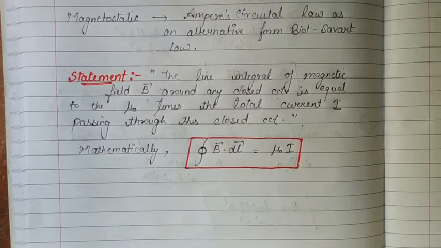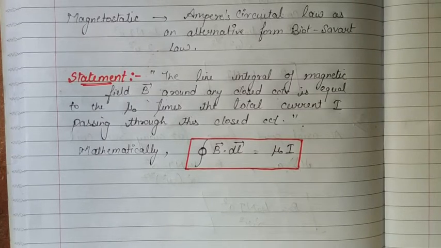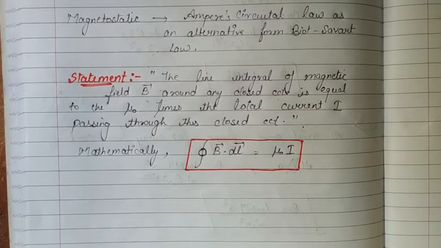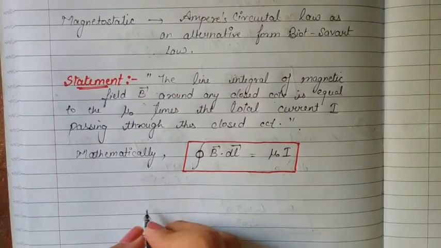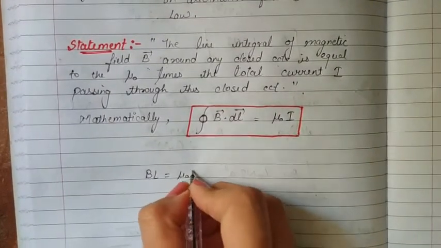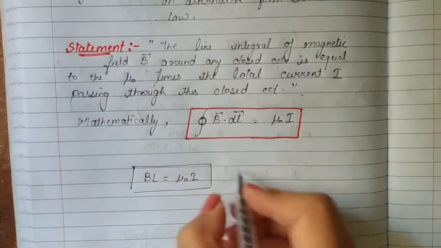So in simplified form we can state it as: if a field capital B vector is directed along the tangent to every point on the length or the perimeter capital L of a closed curve, and its magnitude is constant along that curve, then BL is equal to mu naught capital I. Now this is the relation when we state this law in this form.